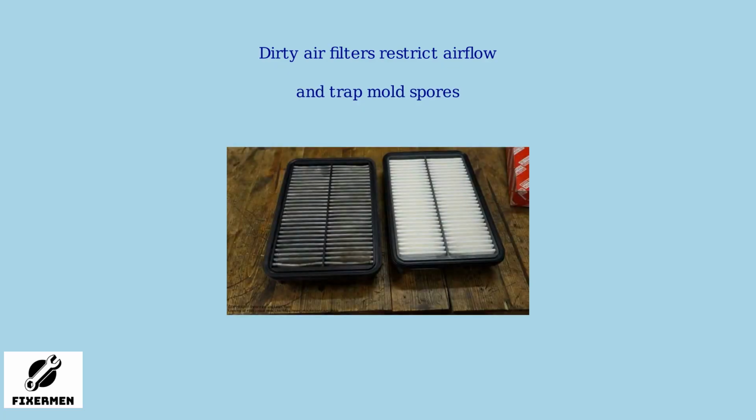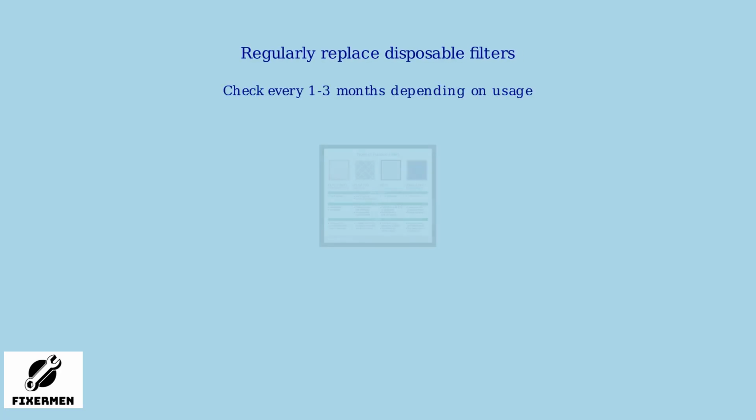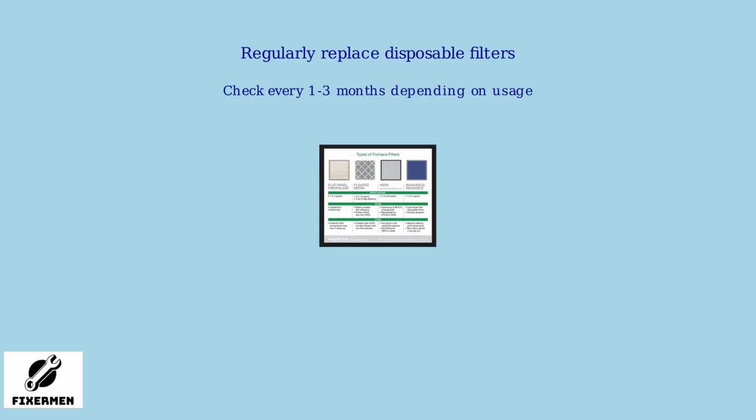When filters become clogged with dust and debris, they prevent proper air circulation through your AC system. This creates stagnant air pockets where mold spores can settle and multiply. Regularly replace disposable filters according to your manufacturer's schedule. Most filters should be checked every 1 to 3 months, depending on your home's dust levels and pet ownership.